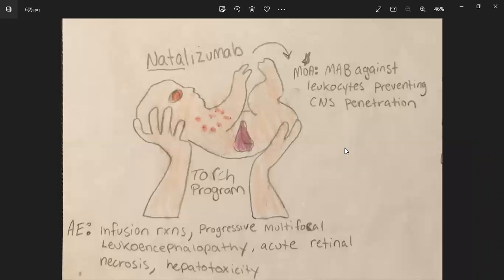And then the only adverse effect that is listed in the PowerPoint for this module is PML, progressive multifocal leukoencephalopathy. The way that I kind of remembered that is that babies, when they come out, often just look like they have really big heads. They have encephalopathy. So that's pretty much all you need to know for that. Again, it's for MS.